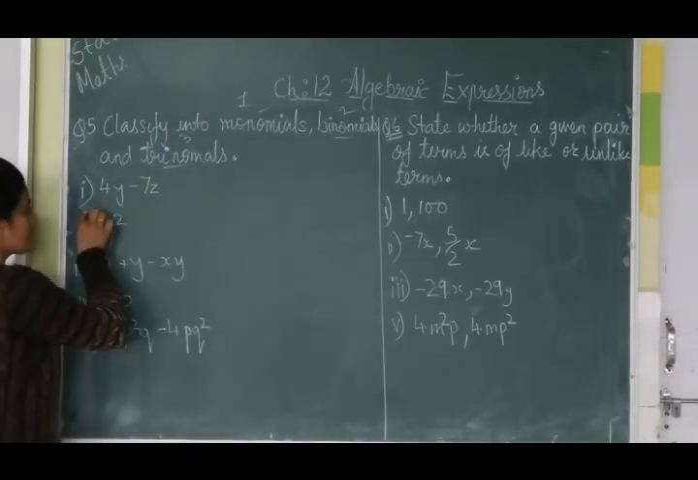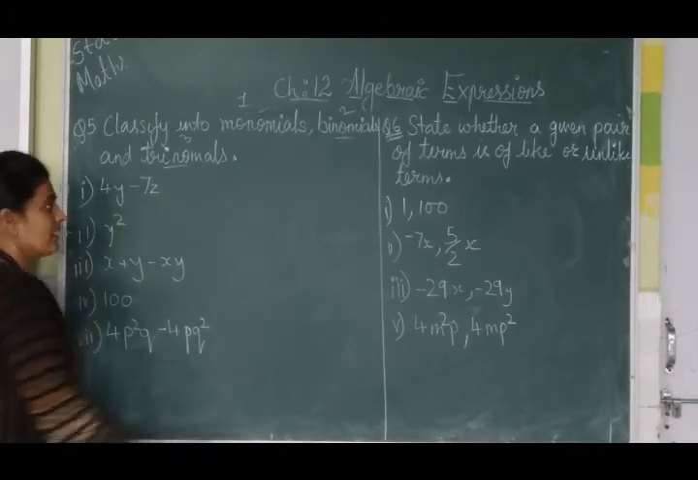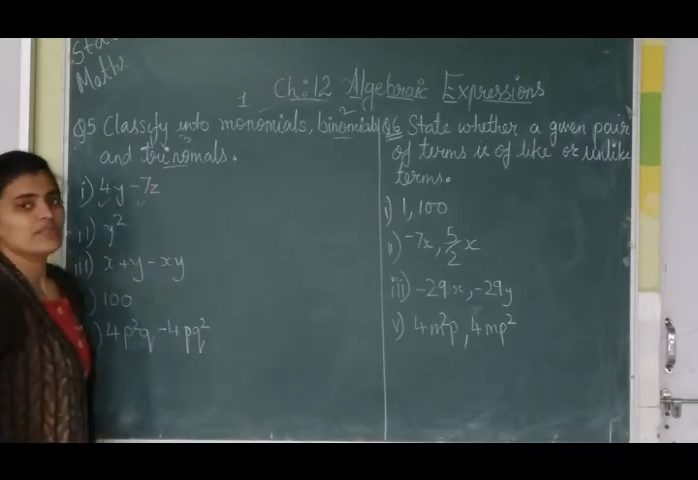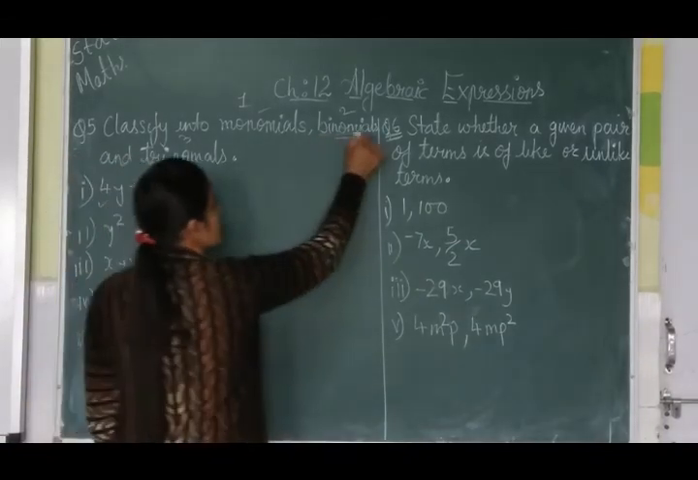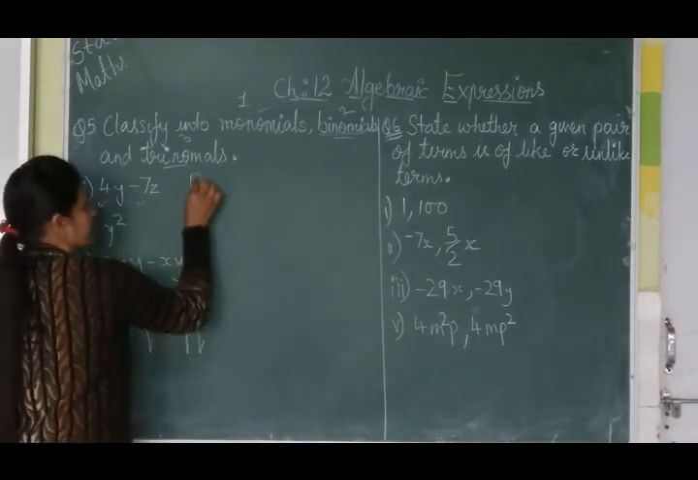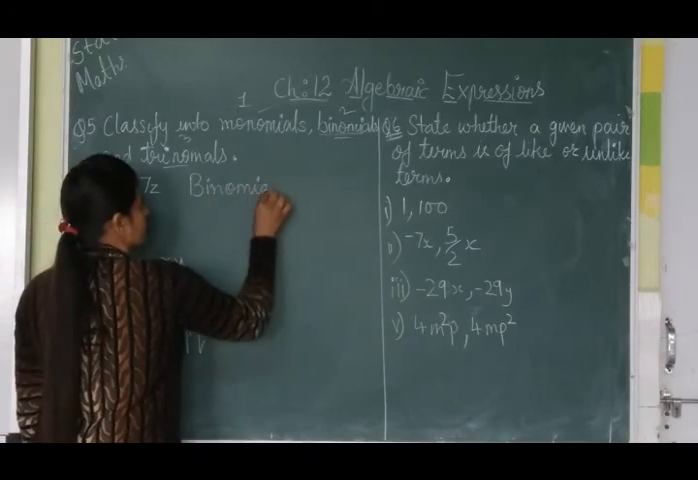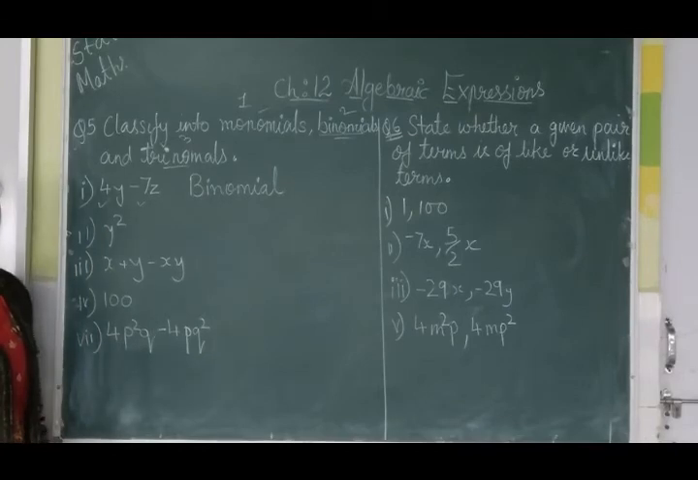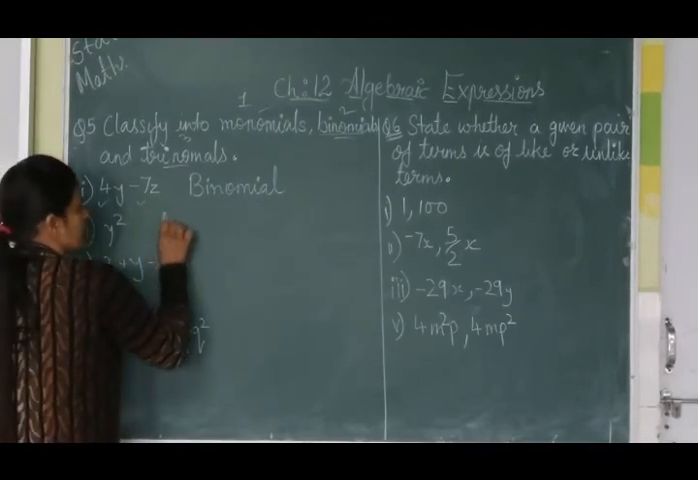So let us see the first one: 4y minus 7z. How many terms are there? 4y is the first term, minus 7z is the second term. That means two terms are there, so it is a binomial. Next is y square. Only one term is there, so it is a monomial.